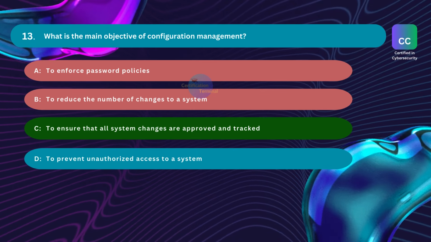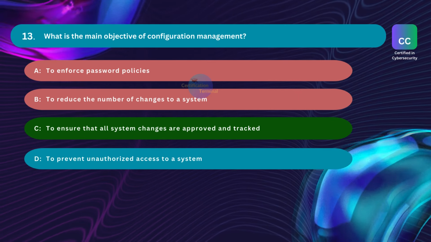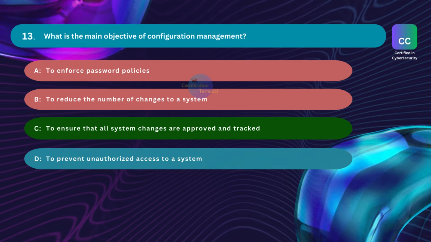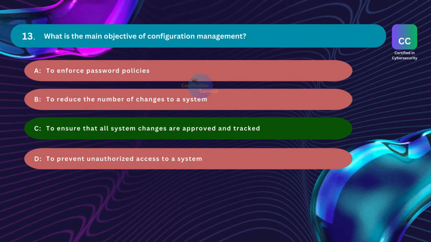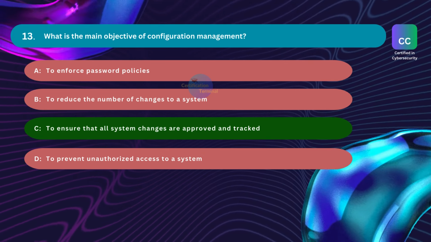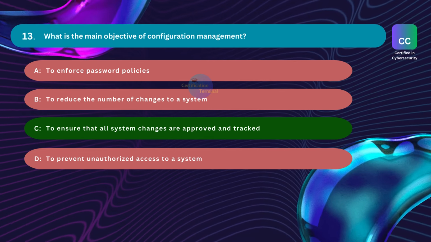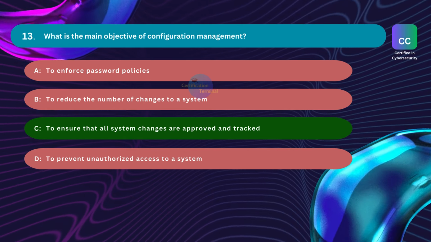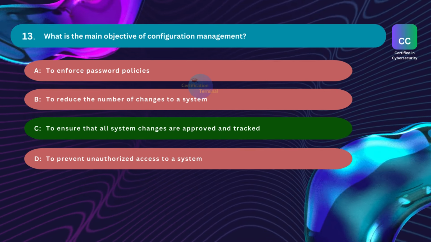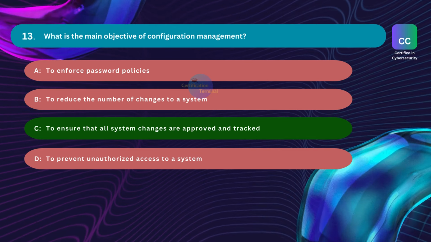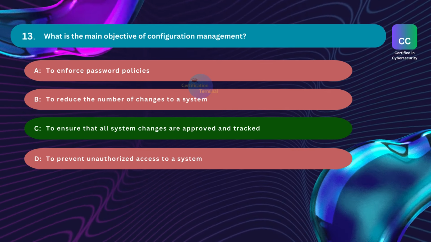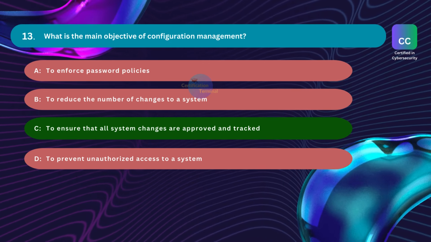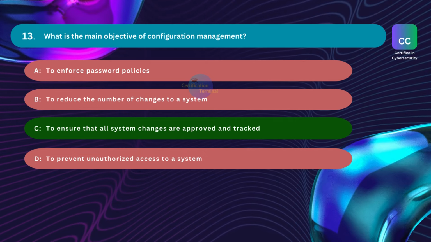Configuration management is concerned with maintaining a record of changes, understanding their impact, and managing them systematically rather than minimizing the number of changes. Option D, to prevent unauthorized access to a system, is incorrect. Preventing unauthorized access to a system is a critical security goal, but is not the primary focus of configuration management. Configuration management is more concerned with the systematic management of changes to the configuration of a system. While secure configurations contribute to overall security, the primary emphasis is on change control and tracking rather than access prevention.